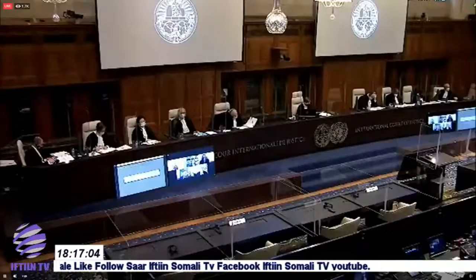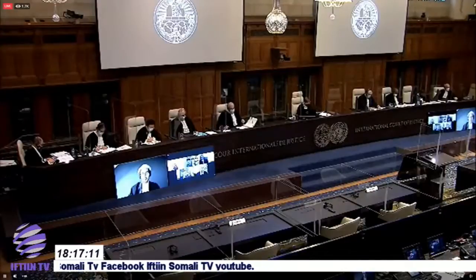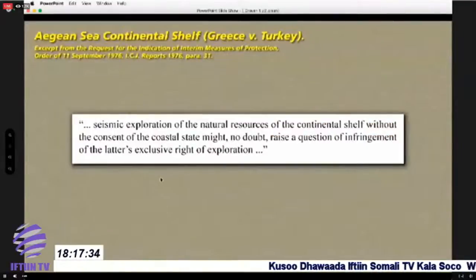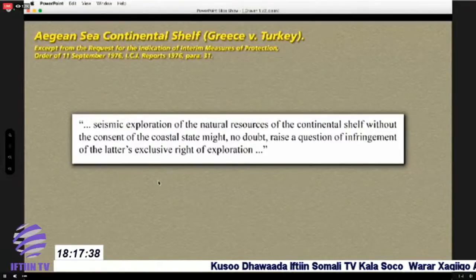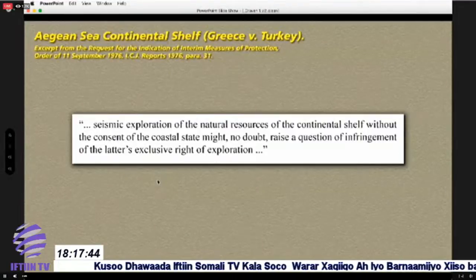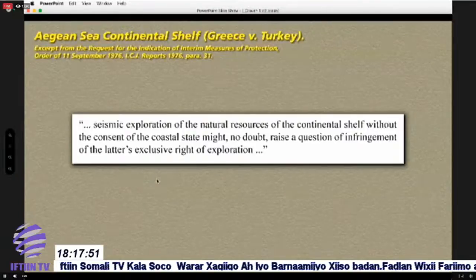Accordingly, a state that undertakes any unauthorized exploratory activities in the continental shelf of another state violates the latter's sovereign rights. And this is the case regardless of whether the activities cause permanent physical change. The unauthorized exploration is itself a violation. This is clear from the court's order on provisional measures in the Aegean Sea Continental Shelf case, which held that, and I quote, "seismic exploration of the natural resources of the continental shelf without the consent of the coastal state might, no doubt, raise a question of infringement of the latter's exclusive right of exploration."